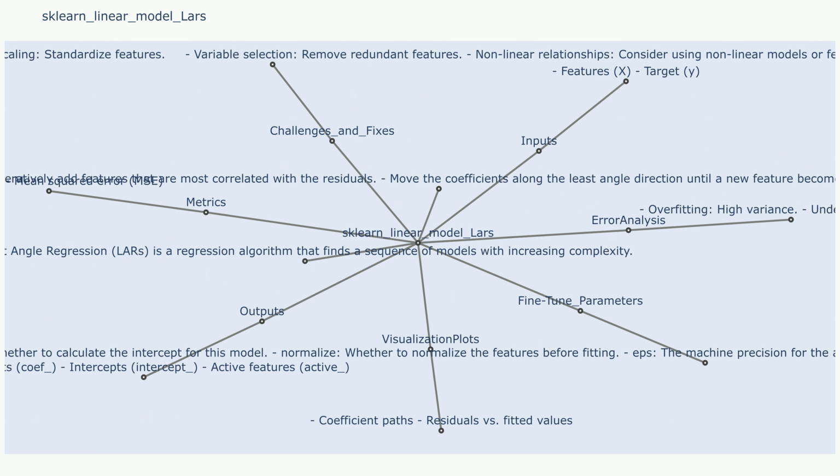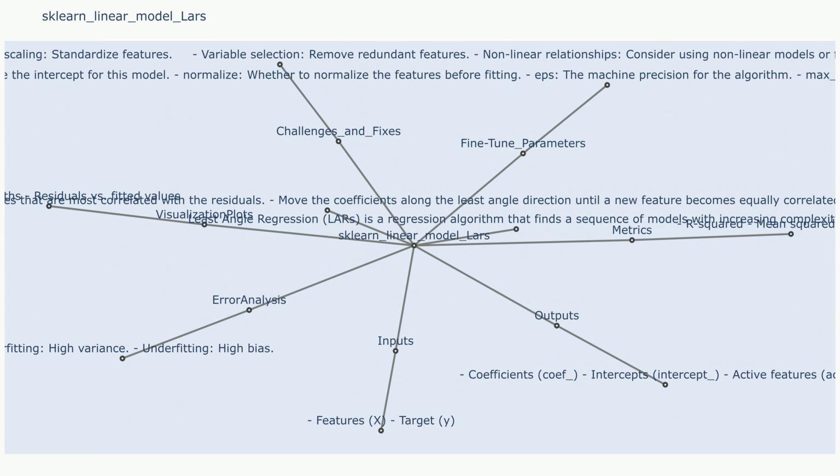Visualization plots. Coefficient path plot. This plot shows how the estimated coefficients change as the algorithm progresses. Residual plot. This plot shows the residuals of the model against the predicted values.